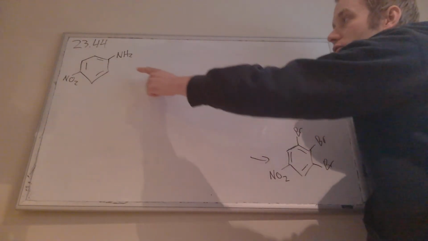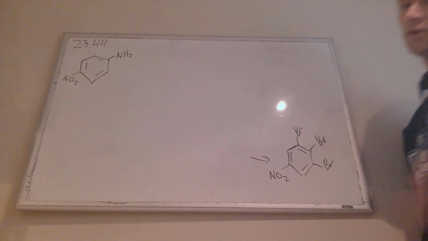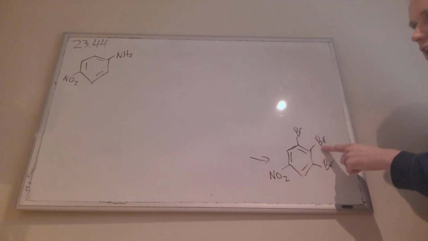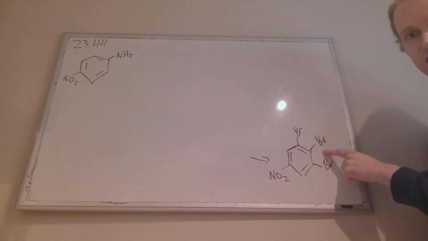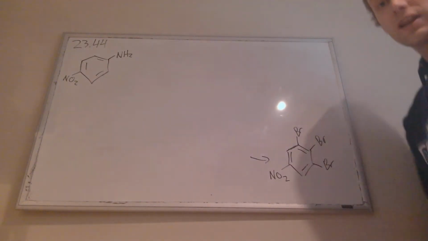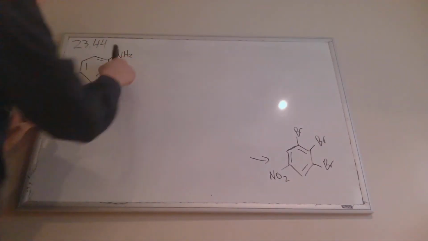We want to use these two groups as they are, or more or less as they are, to install these two bromines, and then we'll convert the NH2 to a diazonium salt and then to a bromine through a Sandmeyer reaction. The first hurdle that we have, though, is that this is really activating.